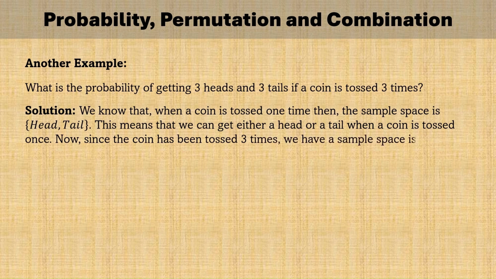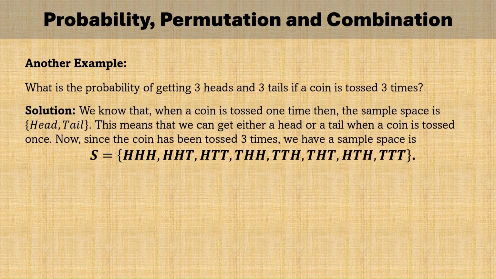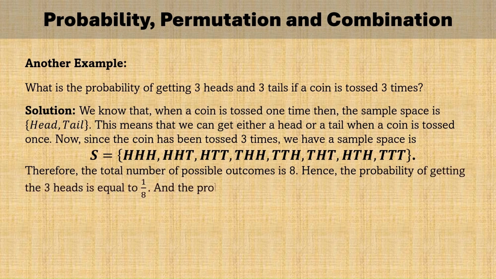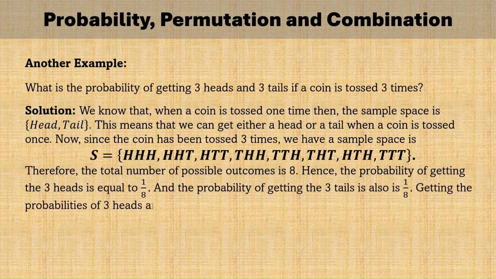First possibility, a head in the first toss, head in the second toss, head in the third toss. Second possibility is, head in the first toss, head in the second toss, tail in the third toss. Third possibility is, head in the first toss, tail in the second toss, tail in the third toss. Then, fourth possibility is, tail in the first toss, head in the second toss, head in the third toss.